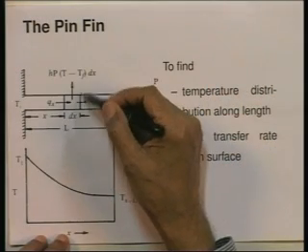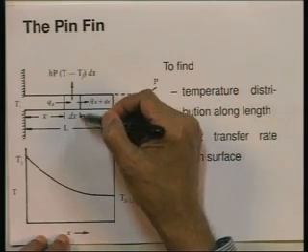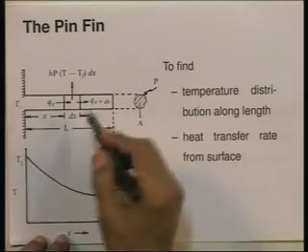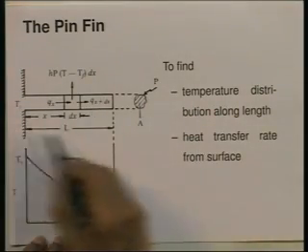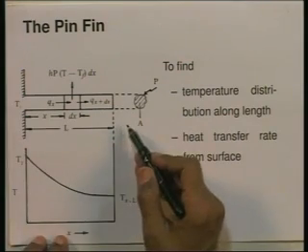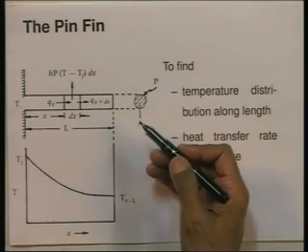Now, I have already said that because it is slender, variations of temperature along the cross section are negligible. Therefore, temperature will vary only in the x direction, the x direction being the direction along the length. And since we are dealing with a steady state situation, temperature will therefore only be a function of x.